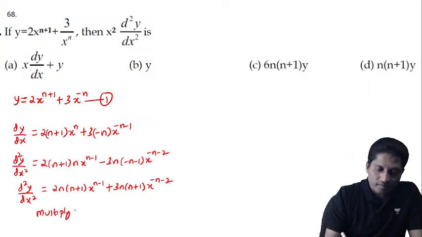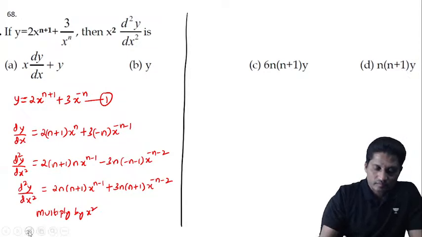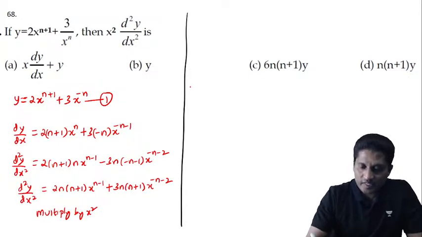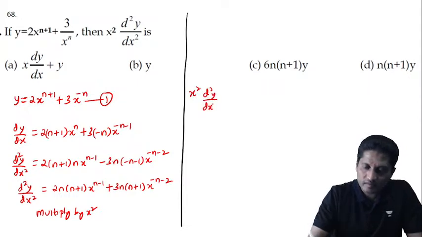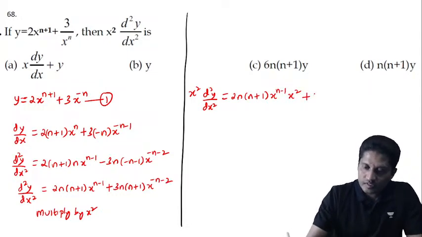Now I want x square into the double derivative, right? If you multiply throughout by x square, you will get x square into d square y upon dx square is equal to 2n into n plus 1 x to the power of n minus 1 into x square, plus 3n into n plus 1 x to the power of minus n minus 2 into x square.